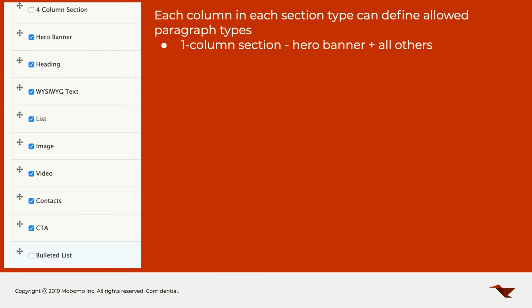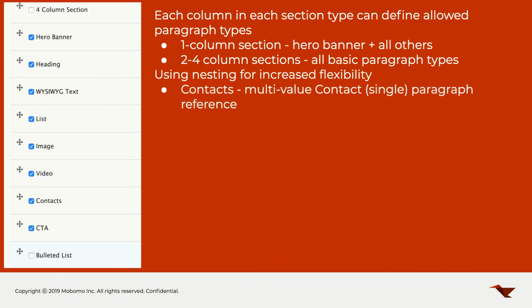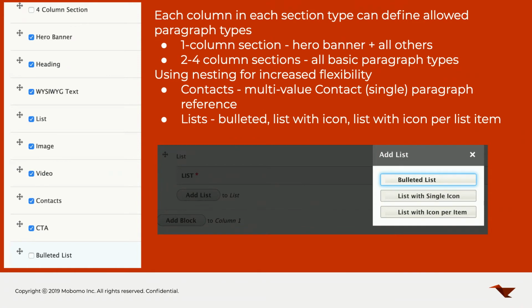These are the ones we looked at on the one column. So again, for each column that we defined, each section column type, we defined allowed paragraph types. So we have the hero banner plus everything else in the one column, and the rest of them just all the basic widgets. Again, use nesting. It's super, super fun, powerful. Contacts I didn't show, but you have a contacts paragraph type, and within that you have a multiple value field that has a single contact, and you keep creating additional single contact paragraphs that attach to that. And same thing with lists we talked about. I think that's pretty cool.